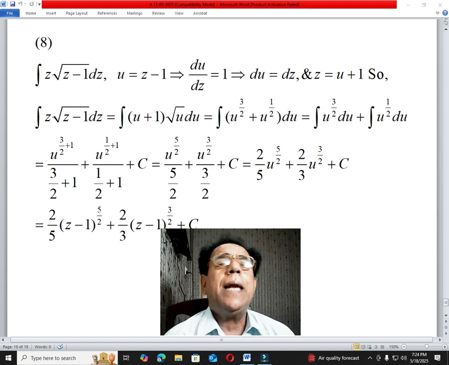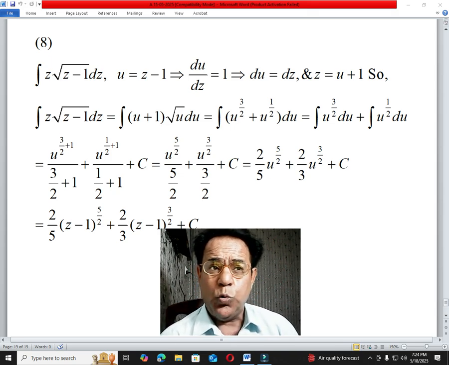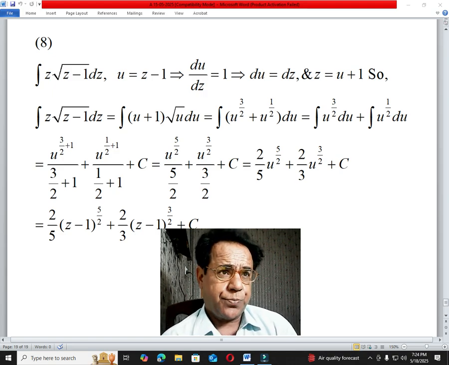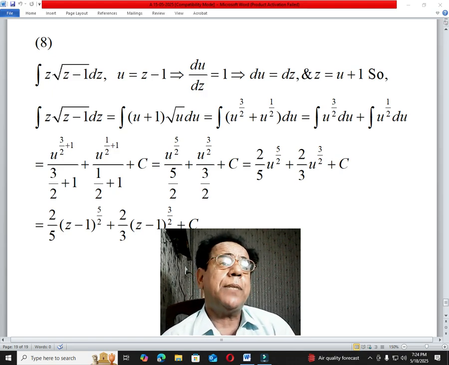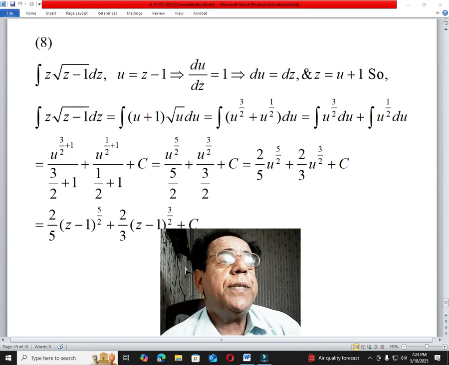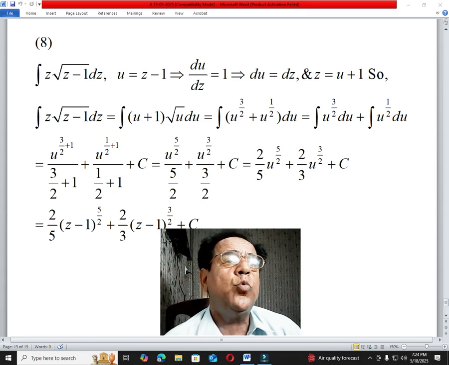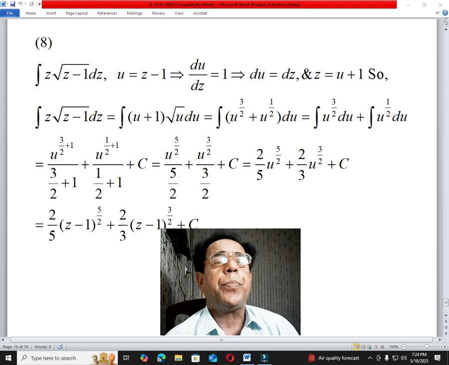And from here, when u is equal to z minus 1, if we find the value of z, then z will be equal to u plus 1. So our given statement will take the shape as the integration of z into square root of z minus 1 dz becomes equal to the integration of u plus 1 into square root of u into du.